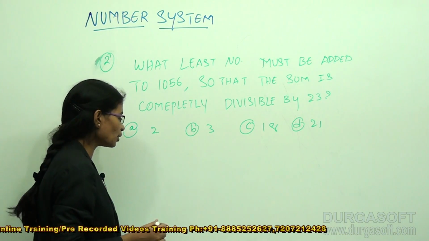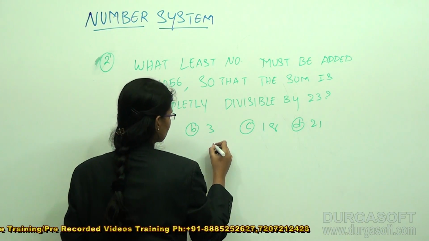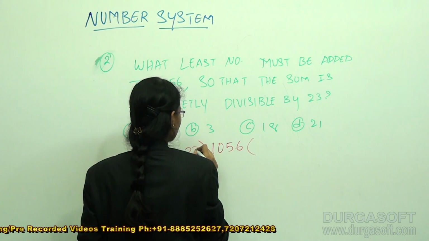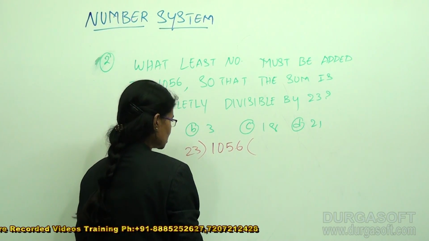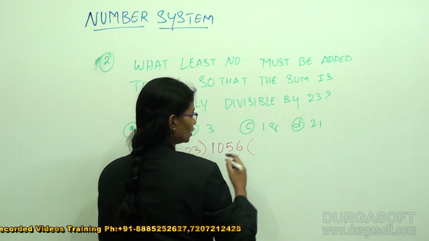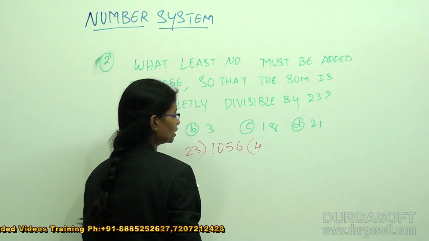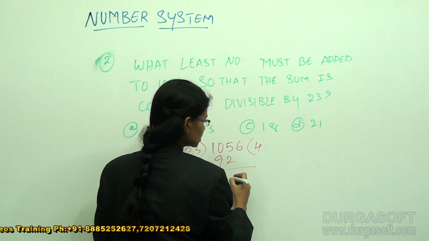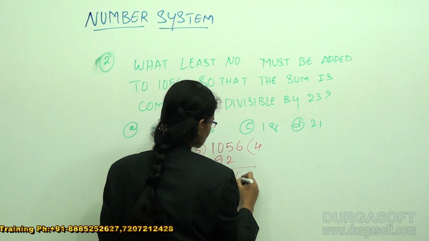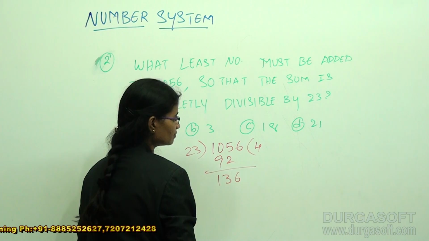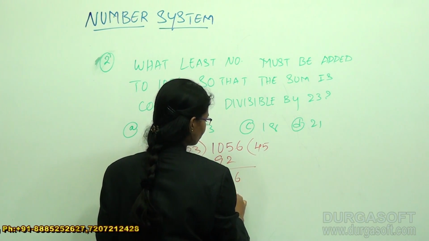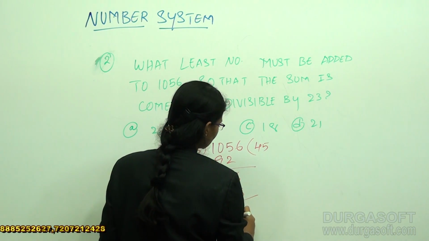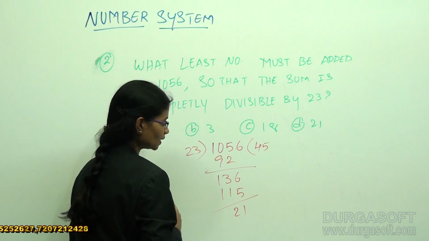This is a very simple problem. Let's see how we can do it. That is 1056, if we divide it by 23, what do we get? We know 23 fours is 92, right? So 92, if you subtract, we are getting 136. Again 136 can be divided. 23 fives are 115. So the remainder I am getting is 21, right?